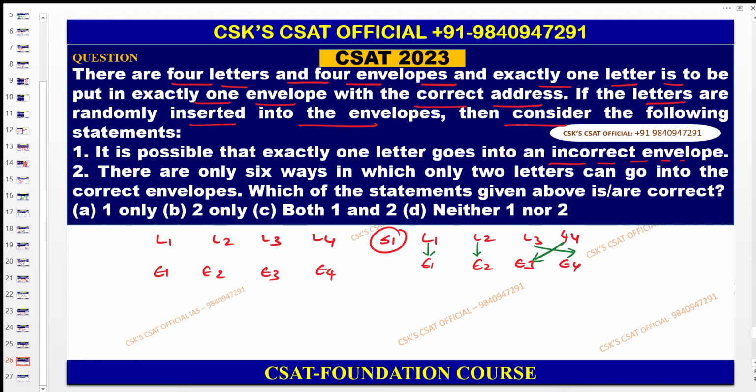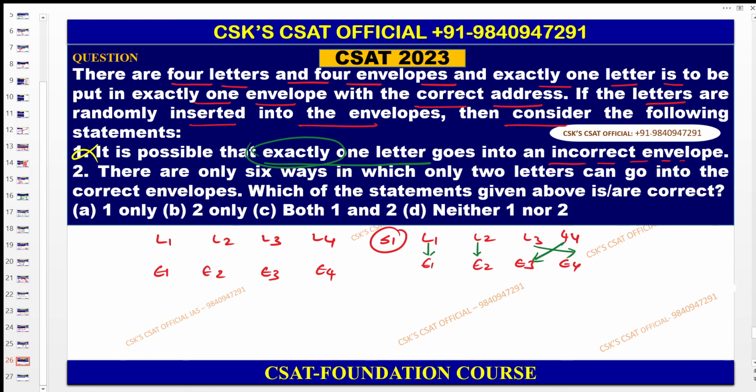They are mentioning exactly one letter. No. What they are mentioning is all the three go right and one only wrong. That is not a possible case here. Exactly that one is wrong. Okay. Two letters also can go into the incorrect envelope. So therefore statement 1 is wrong. Okay. Now next one, let us move on here.